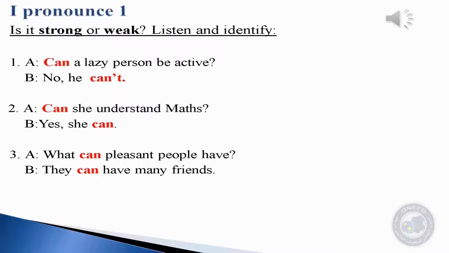1. Can a lazy person be active? No, he can't. 2. Can she understand maths? Yes, she can. 3. What can pleasant people have? They can have many friends.